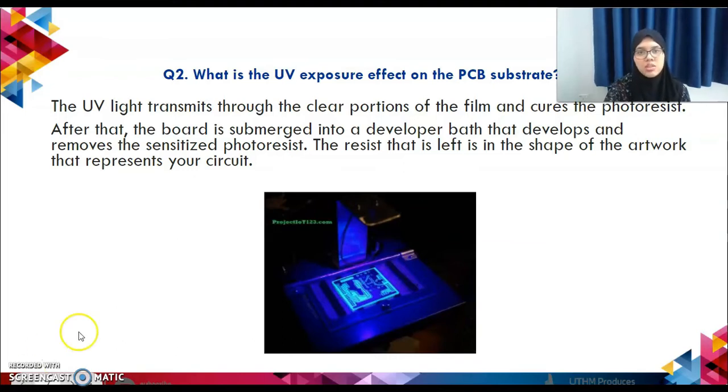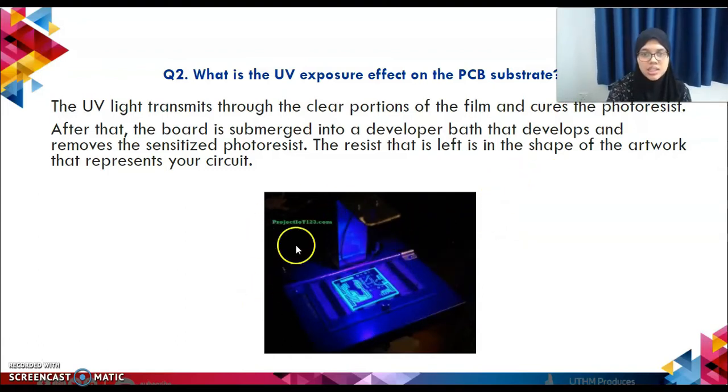Okay, so for question 2, what is the UV exposure effect on the PCB substrate? The answer is the UV light transmits through the clear portions of the films and cures the photoresist. After that, the board is submerged into a developer that develops and removes the sensitized photoresist. The resist that is left is in the shape of the artwork that represents your circuit.